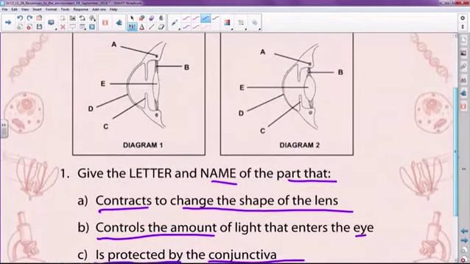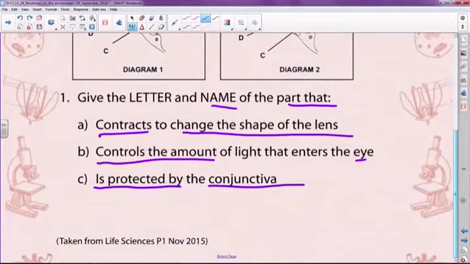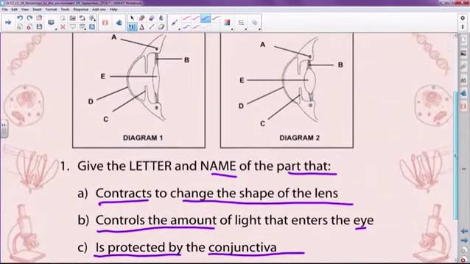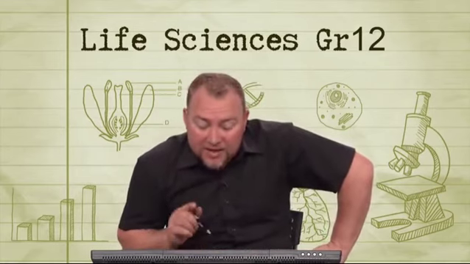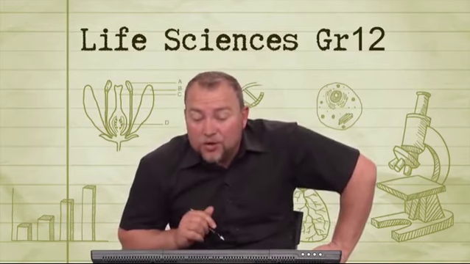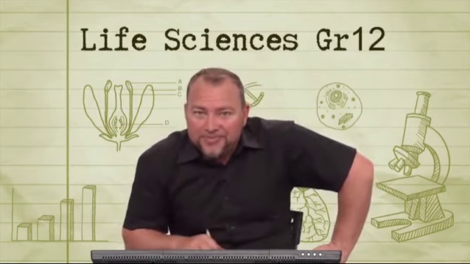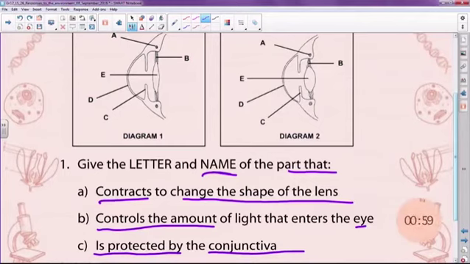And guys, these are past papers. When I get these questions, you can have a look. I'm taking them from a Life Science paper, November 2015. So these are real questions, not me making it up. This is the type of question you are going to get. So give the letter and the name. I'll give you 2 minutes to quickly do that. No, actually, in fact, you need to speed this up. I'm going to give you 1 minute to give me the answers. Remember, the letter and the name of each of those parts. Are you ready? Off you go.